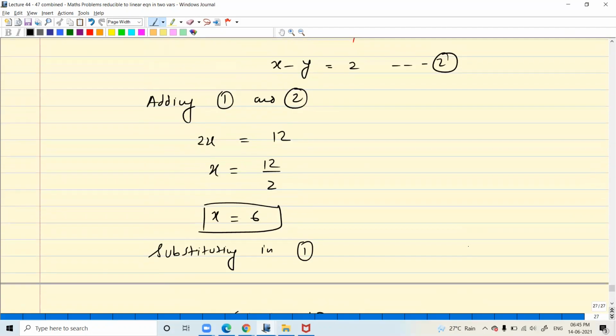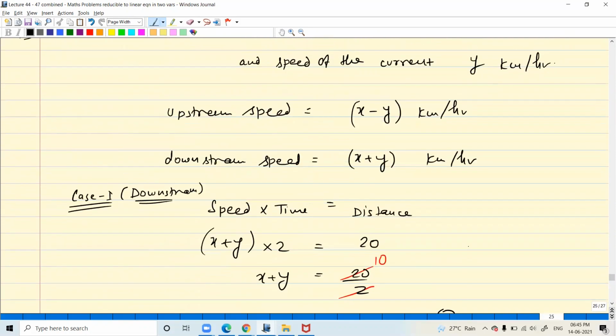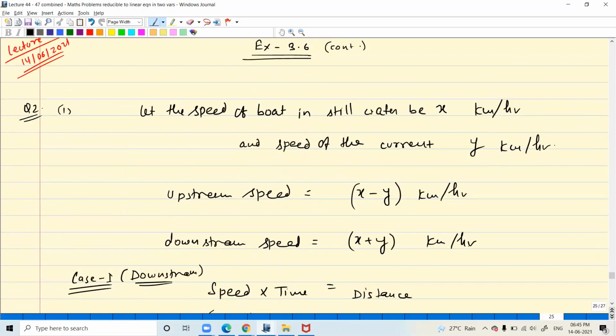Everyone okay with this? Confirm? Yes, sir. Simple problem. It's very straightforward, simple.